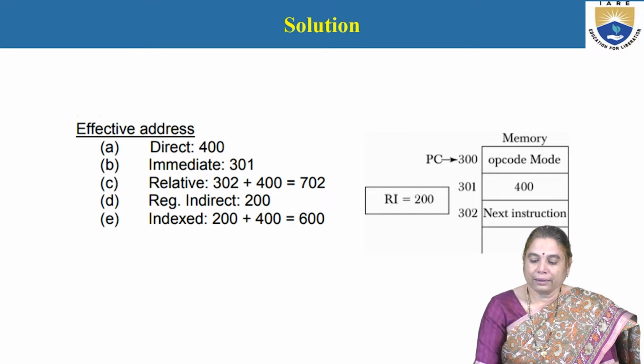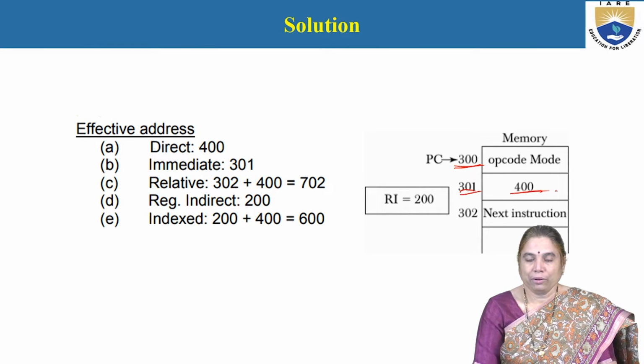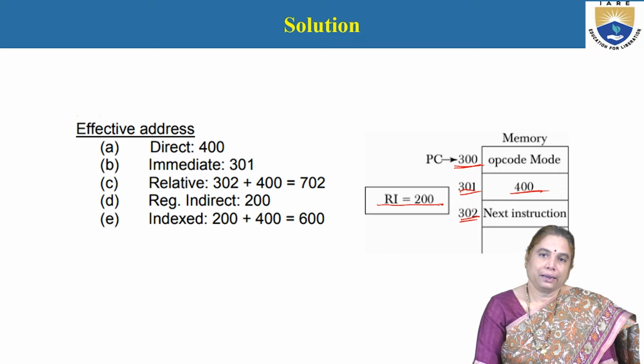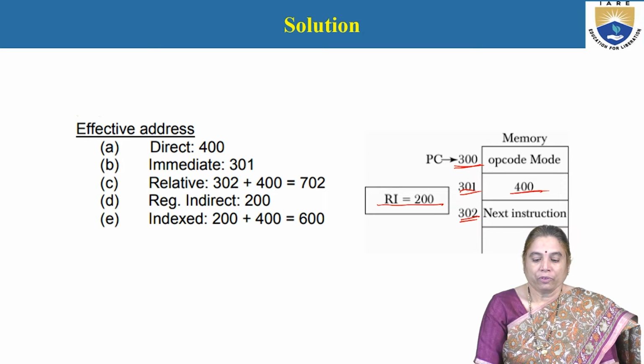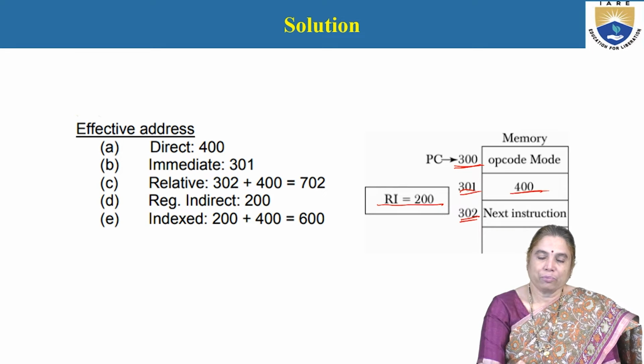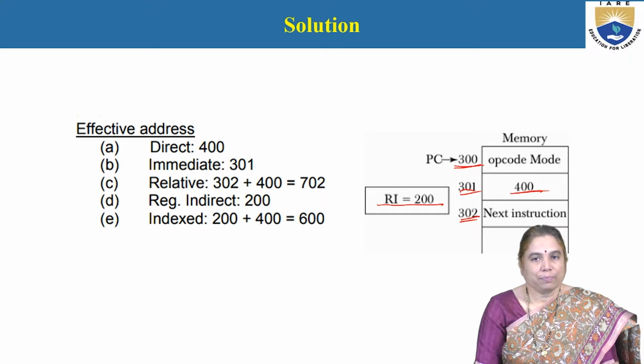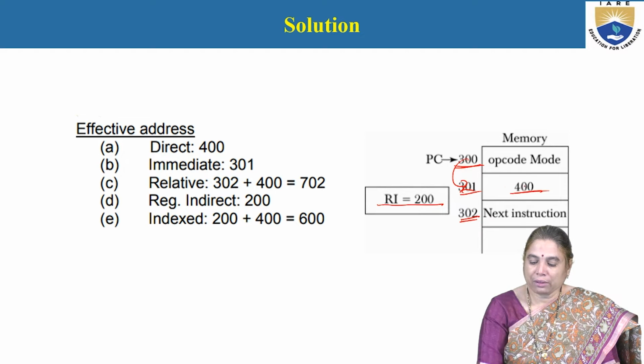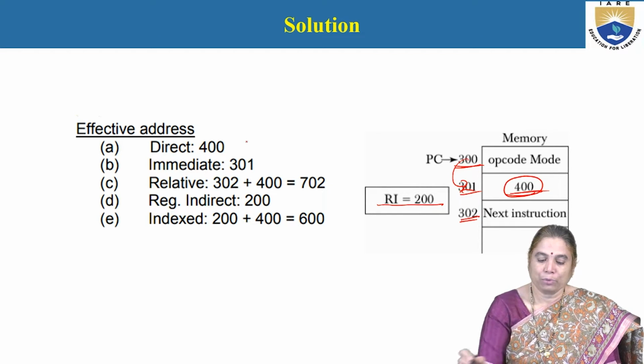So here at the location 300, the opcode or instruction is available. At 301, the address is specified, the value 400. 302 location, the next instruction, and a register R1 containing the value 200. So in case of direct addressing mode, whatever address is specified in the instruction, at that address only the operand is available. So at the 301 location, 400 value is available.